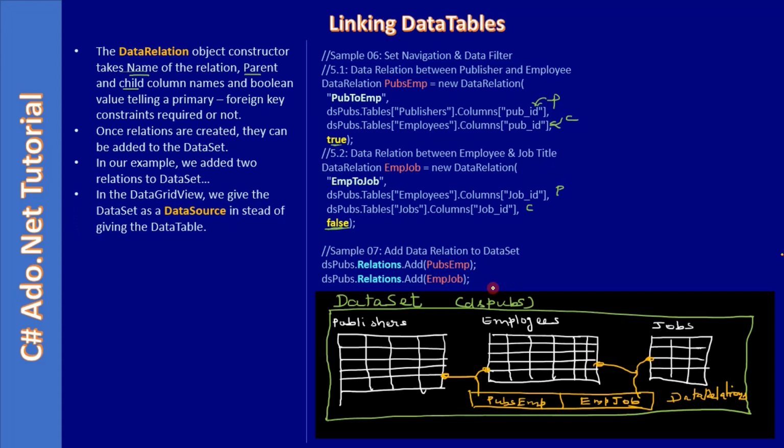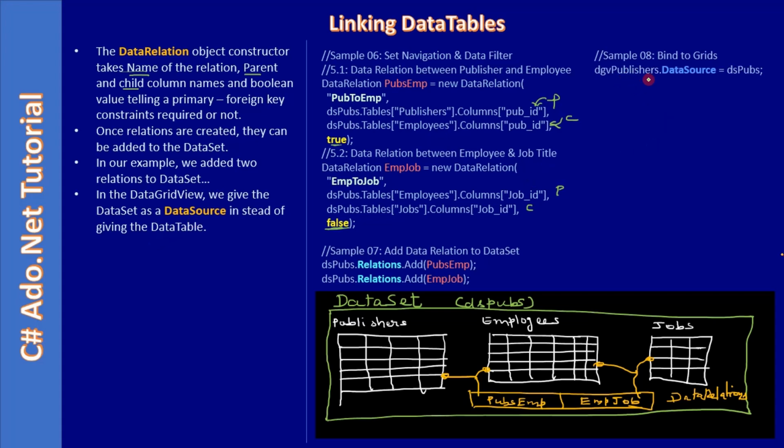In the data grid view, we give the dataset as a data source instead of giving the data table. In all our previous videos, we gave a data table, right? Either we referred to that from the dataset or we directly gave the data table as a data source for our data grid view. But this time, since we have the relation in the data grid view, we give the dataset as a data source instead of giving the data table.